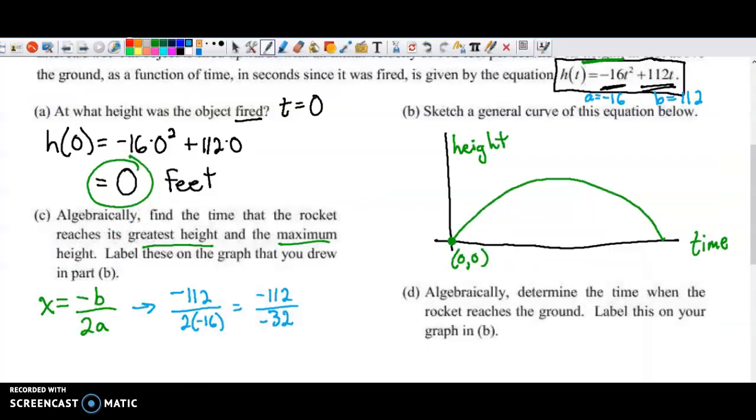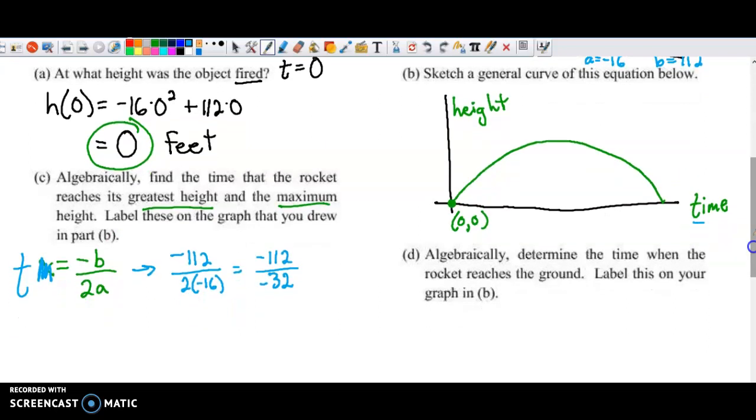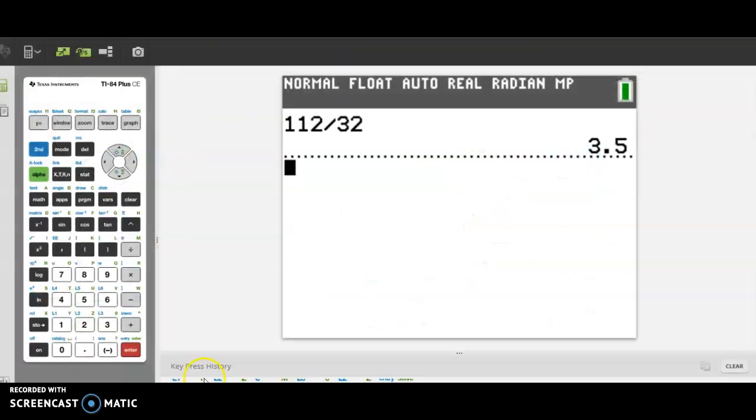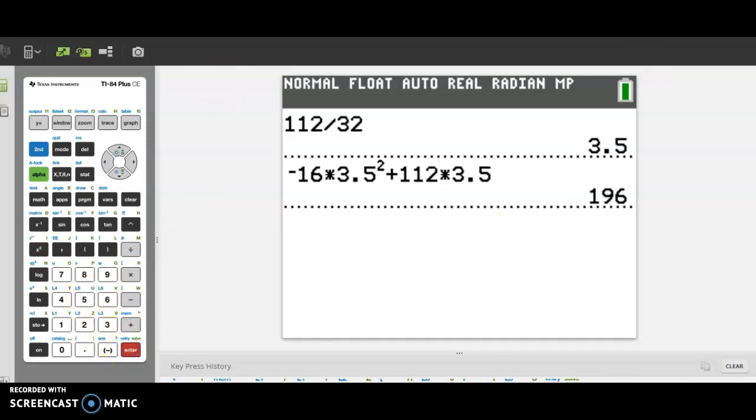So about 3.5 seconds. Now, I said seconds, but I wrote x equals, when it's really the time axis. So 3.5 seconds is the x value at which it gets to the maximum height. That's the time it takes, 3.5 seconds. What you need to do next is figure out what the maximum height is. So that's going back to that equation and typing in negative 16 times 3.5 squared, plus 112 times 3.5. So it gets up to 196 feet in the air.